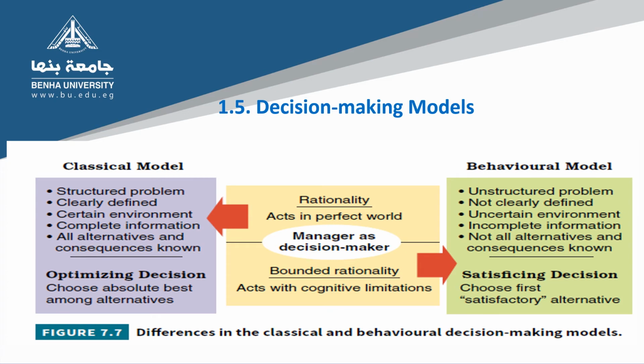The second model is the behavioral model, and the manager acts with cognitive limitations. And the characteristics of this model are: unstructured problem, not clearly defined, and uncertain environment, and incomplete information, and not all alternatives and consequences known. So the manager chooses the first satisfactory alternative, which means a satisficing decision.